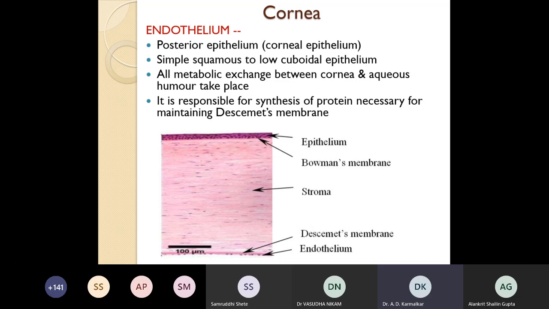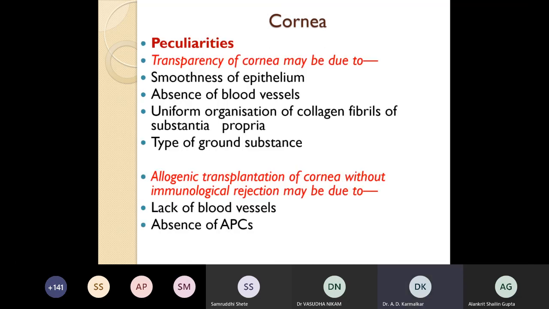So 5 layers we have seen. We have seen the function and the description of each layer. So what are the peculiarities of this cornea? It is the transparency of the cornea. What are the reasons which make the cornea transparent?